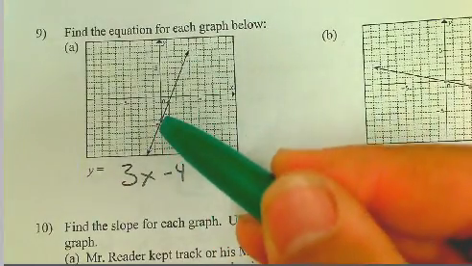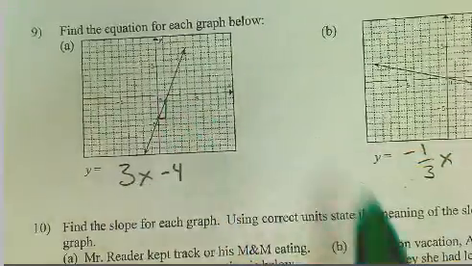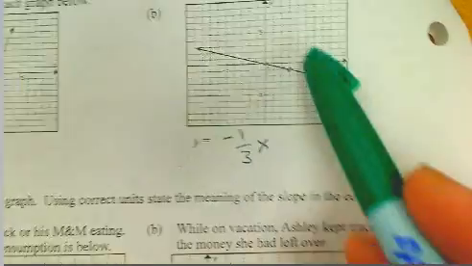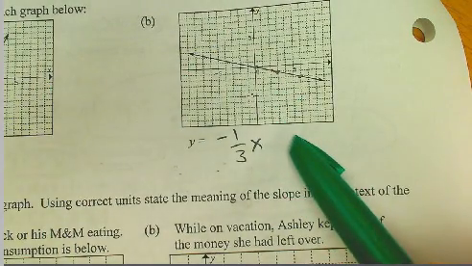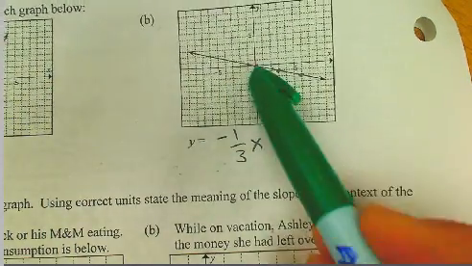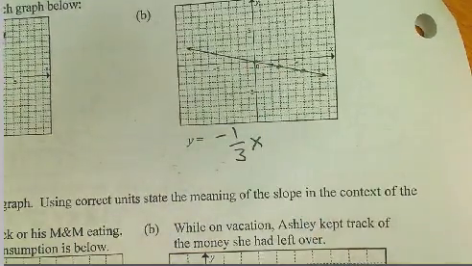Y-intercept's at negative 4. My slope is up 3 over 1. My y-intercept is at 0, 0, so that's a plus 0. We just don't write it. So it's down 1 over 3, down 1 over 3. So it's rise over run.